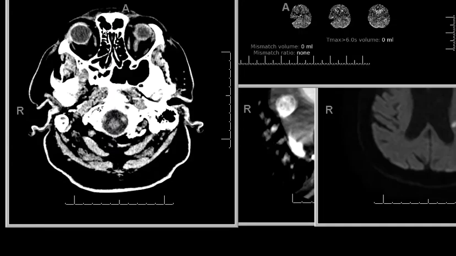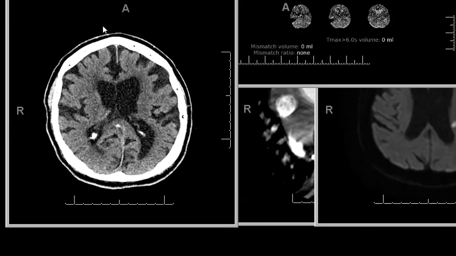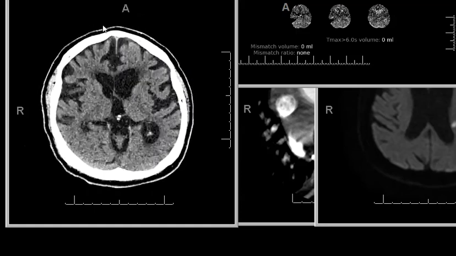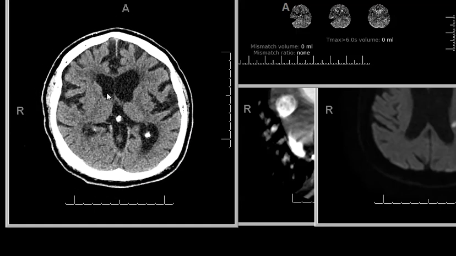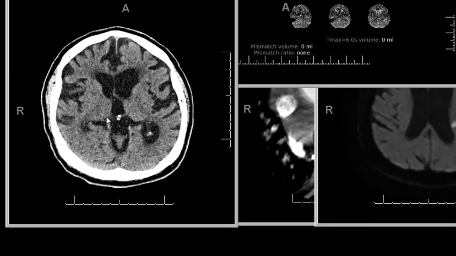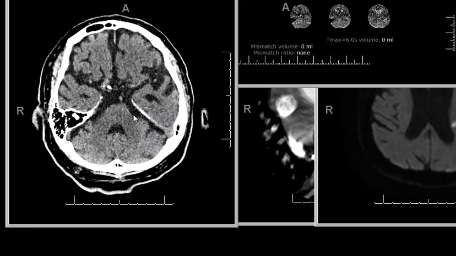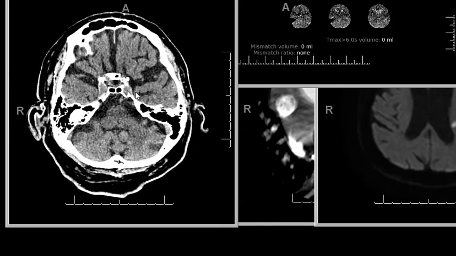Another case, 70-year-old with right upper extremity weakness. We see some calcification, we see atrophy, we see diffuse white matter disease. There's hypodensity in the basal ganglia. Maybe there's some hypodensity here, it's hard to tell. No blood clot in the circle of Willis vasculature.